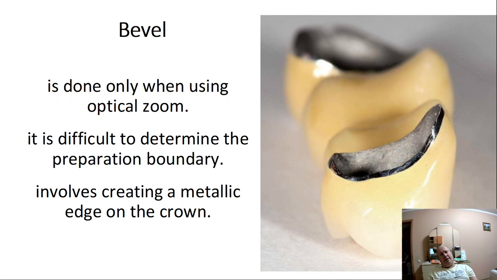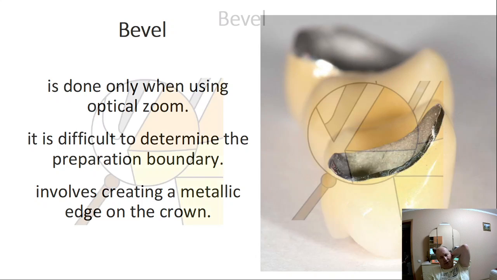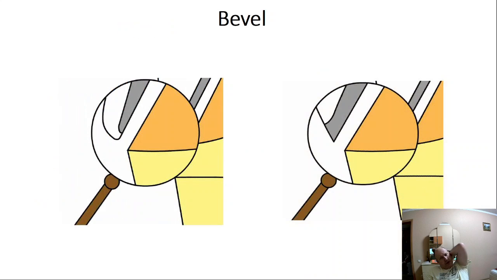The work is done only when using optical zoom. It's difficult to determine the preparation boundary. It involves creating a metallic edge of the crown. Just like that.